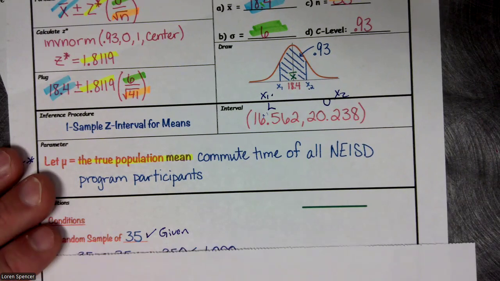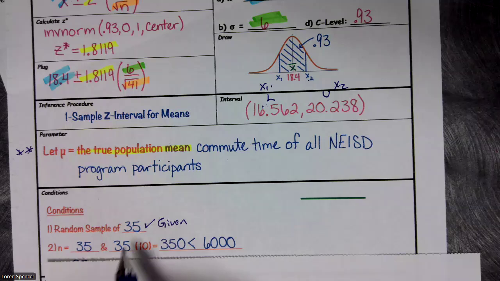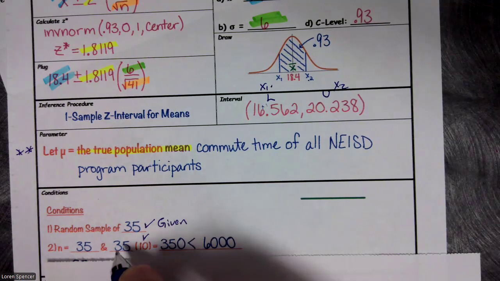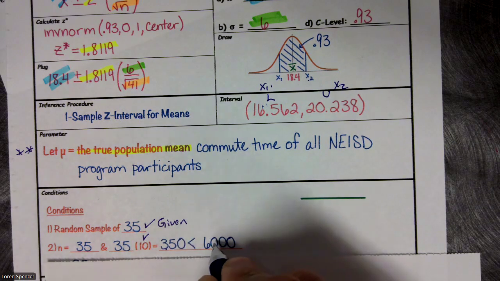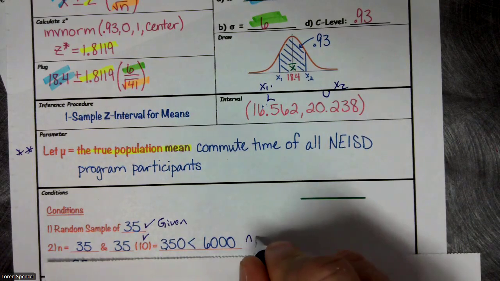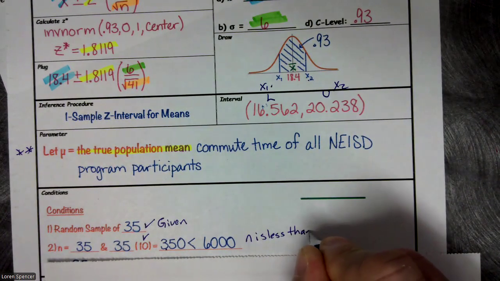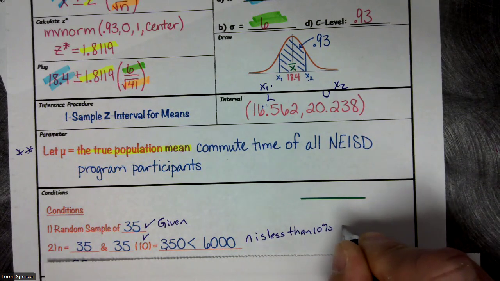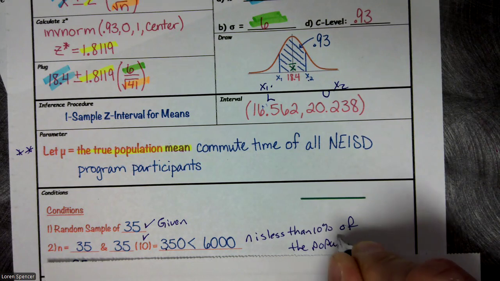The next thing, we need to make sure that it's not too big. And we go, well, our sample size was 35. We always multiply it by 10. 35 times 10 is 350. And that's less than 6,000. So n is less than 10% of the population. Now you don't need to write that, but there it is.